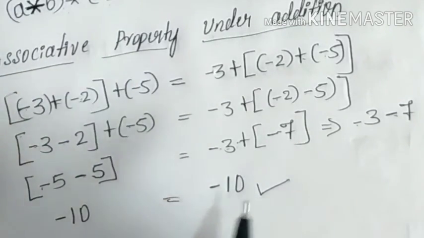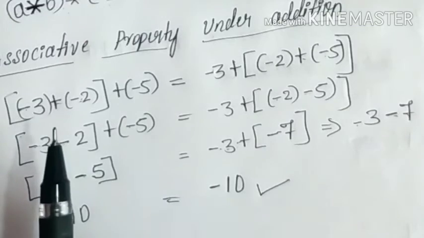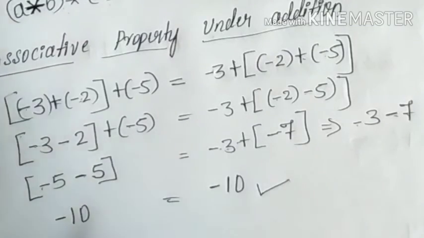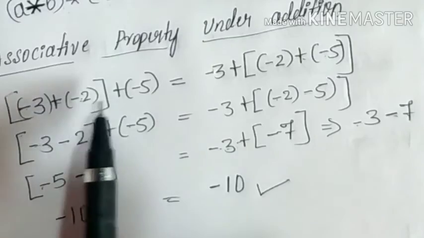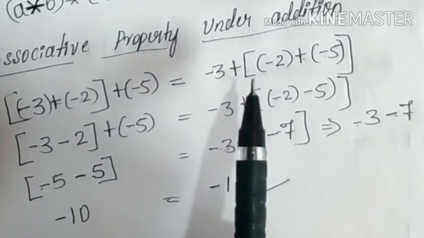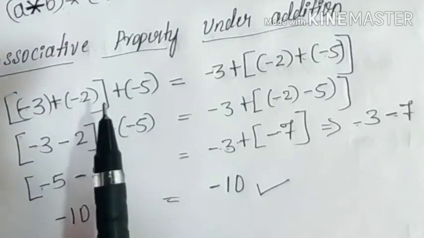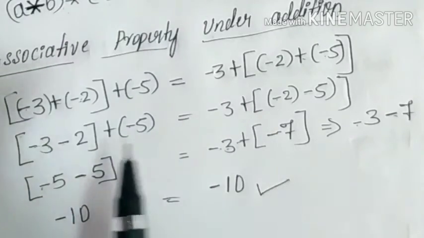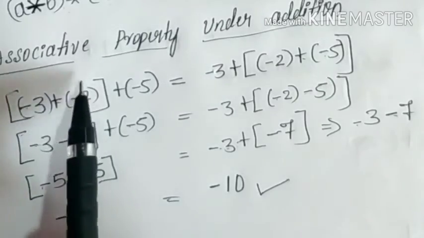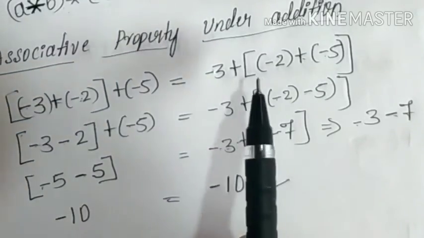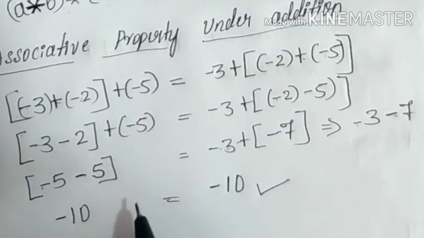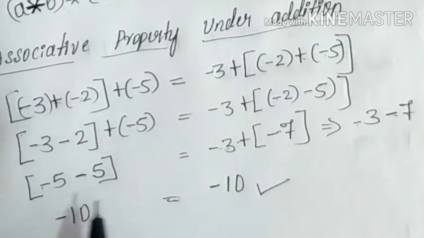By observing the example, we can say that addition is associative for integers. That is, the sum of three integers. Here we have taken only three integers, right? The sum of three integers remains the same on changing the grouping of the numbers. Even if we change the grouping of the numbers, the results are the same, right? Hence the integers are associative under addition.